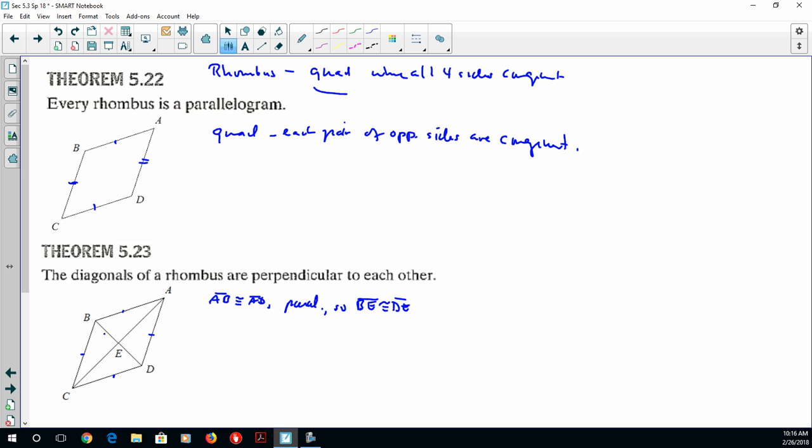Well, I have some triangles here on top. Triangle AEB has to be congruent to triangle AED because of side, side, side. Because these two triangles are congruent, the corresponding parts are congruent. Angle AEB is congruent to angle AED.